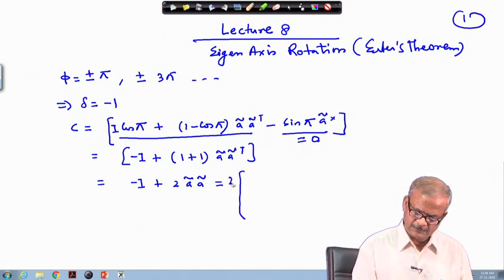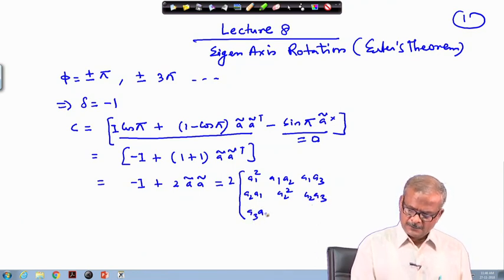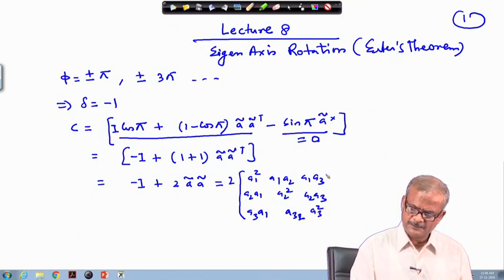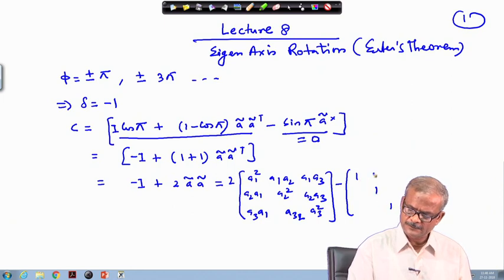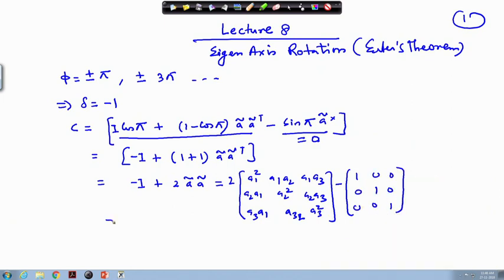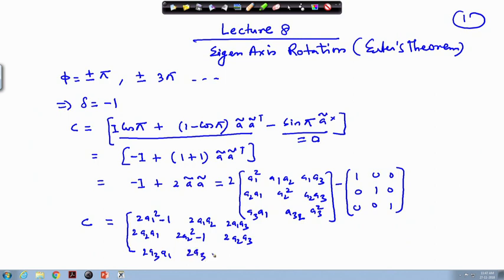If we expand it, it will look like this: A1 squared, A1 A2, A1 A3, A2 A1, A2 squared, A2 A3, A3 A1, A3 A2 and A3 squared, minus I, which is 1, 1, 1 on the diagonal and 0 elsewhere. Therefore, C can be written as 2 A1 squared minus 1, 2 A1 A2, 2 A1 A3; similarly 2 A2 A1, 2 A2 squared minus 1, 2 A2 A3; and 2 A3 A1, 2 A3 A2, and on this side 2 A3 squared minus 1.